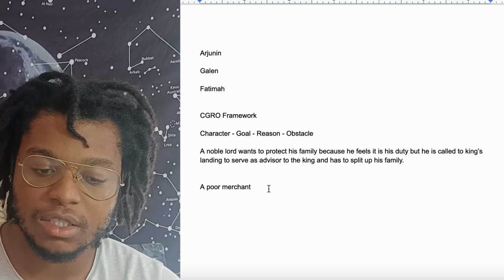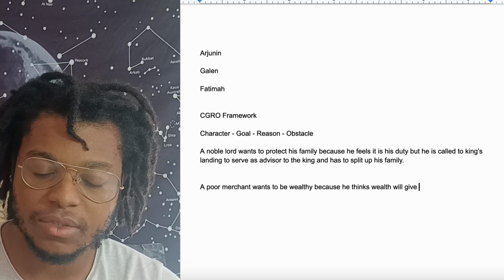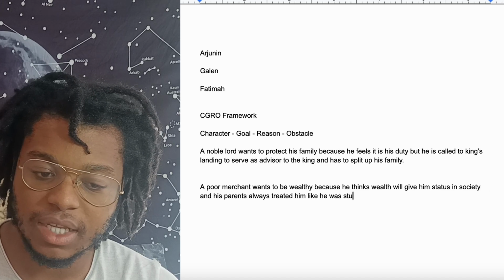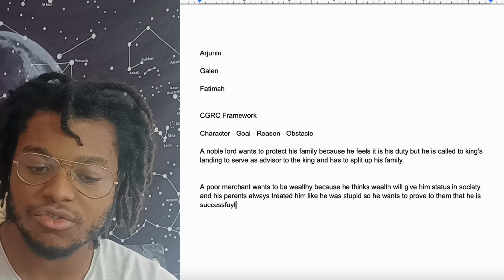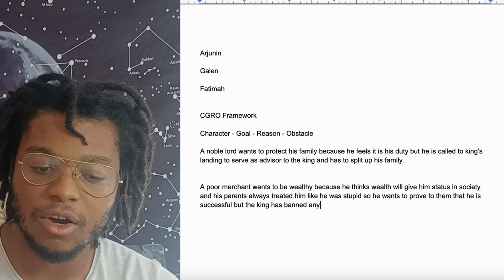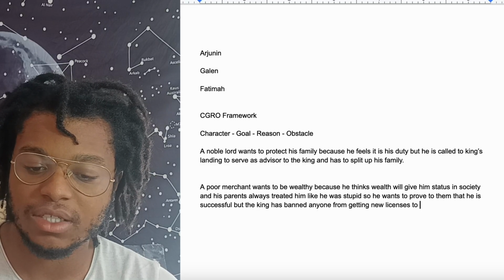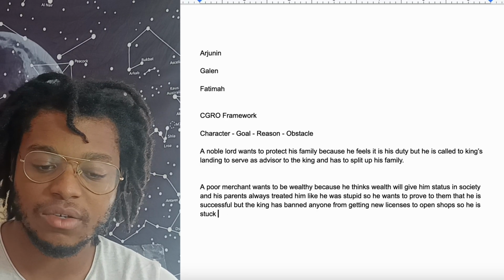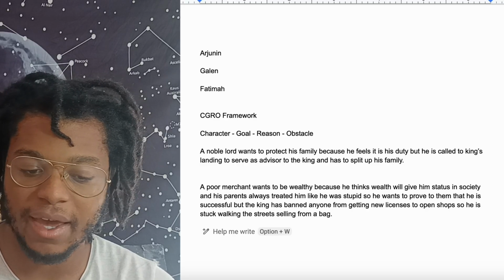This is one I made up. Character, a poor merchant, goal, wants to be wealthy, reason, because he thinks wealth will give him status in society and his parents always treat him like he was stupid, so he wants to prove to them that he is successful, obstacle, but the king has banned anyone from getting new licenses to open shops, so he is stuck walking the streets selling from a bag.